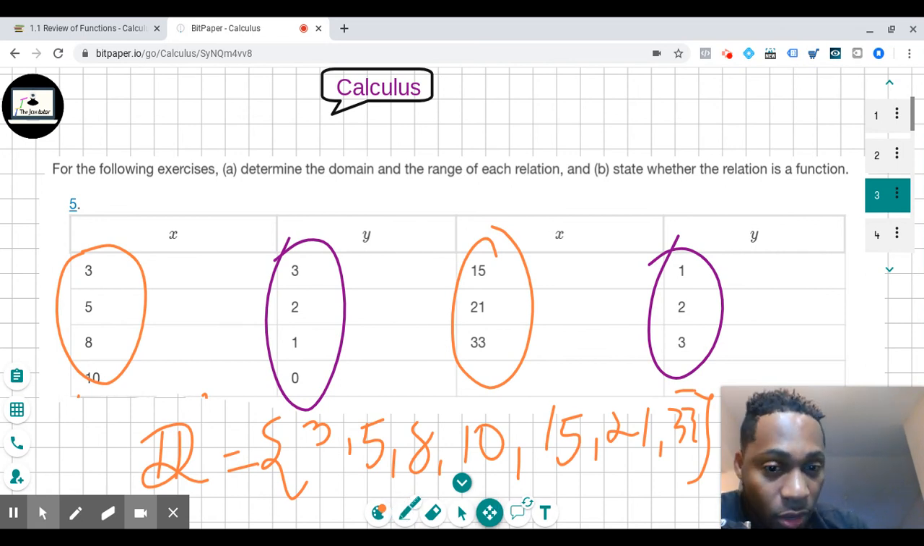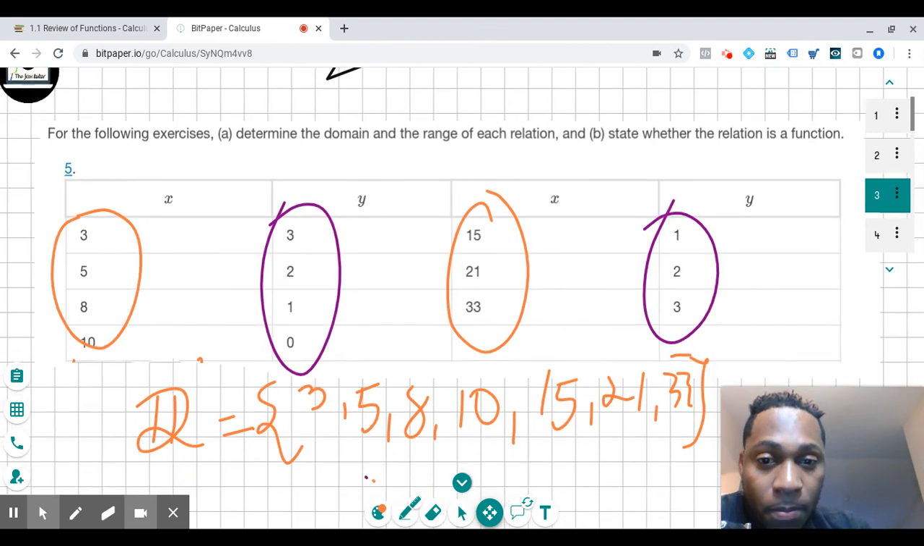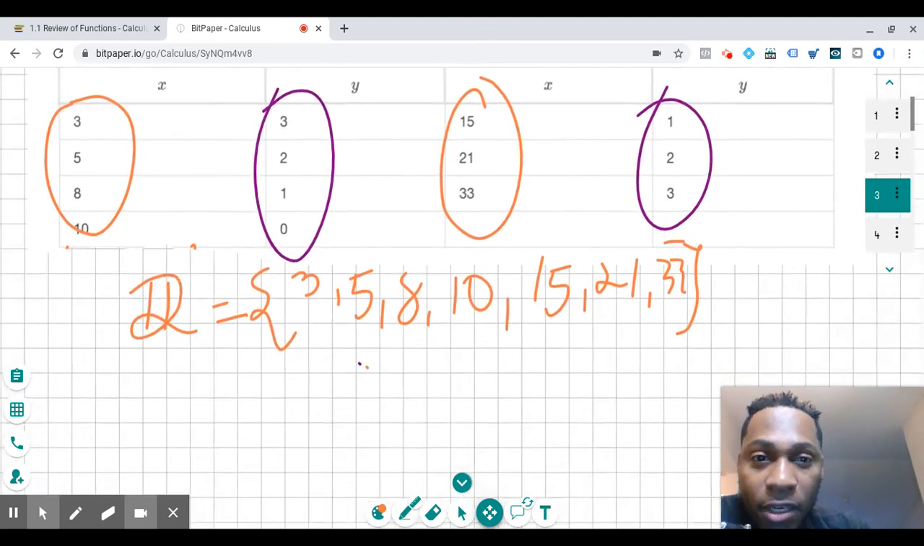And if you had numbers that were repeated, you would just record them once, so you don't have to put 15, 15 when you're writing a set. It doesn't really matter how many times they're repeated, you just put it once. And you'll see that for the range.